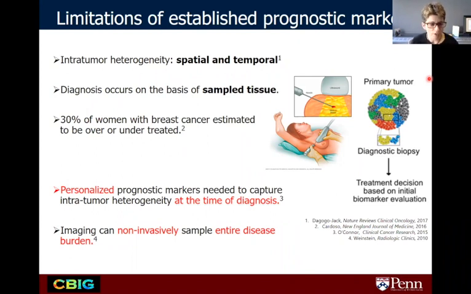And so personalized prognostic markers are very important at baseline, at the time of diagnosis, to be able to select even the first-line therapy for cancer.